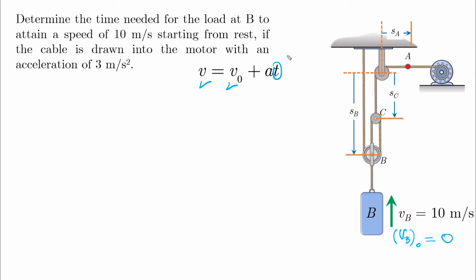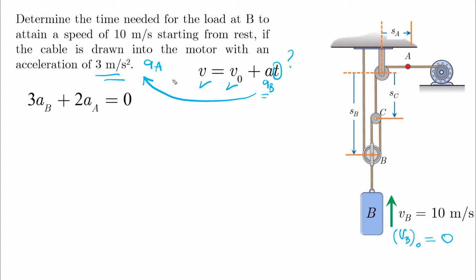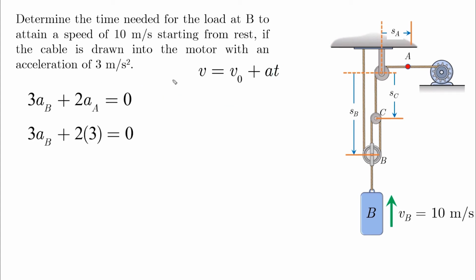And our unknown here will be aB, which can be found from the dependent motion using aA. Going back to how to solve, we already found the relationship to be 3aB plus 2aA equals 0. And using aA as 3 meters per second squared, we can find aB to be minus 2. And minus 2 means 2 meters per second squared up, in the negative direction.